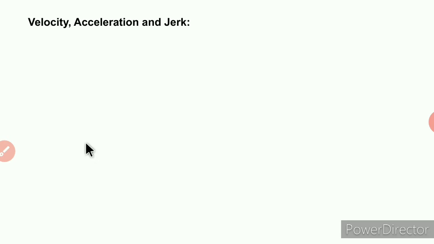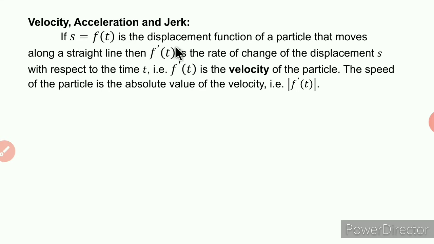Now, see, the next topic is velocity, acceleration and jerk. Velocity and acceleration, these topics we discuss in physics also. Now see what is the velocity and what is the acceleration. If s is equal to f of t is the displacement function of a particle that moves along a straight line, then f dash of t, means derivative of s, is the rate of change of displacement with respect to time t. That is, f dash of t is the velocity of the particle.